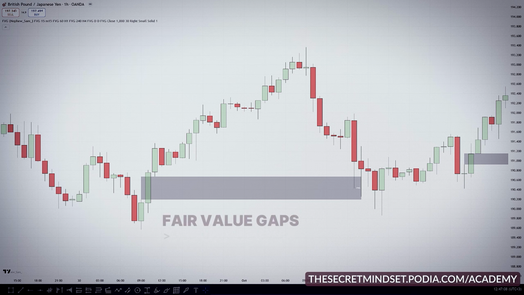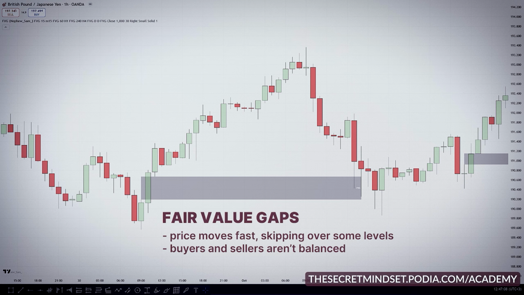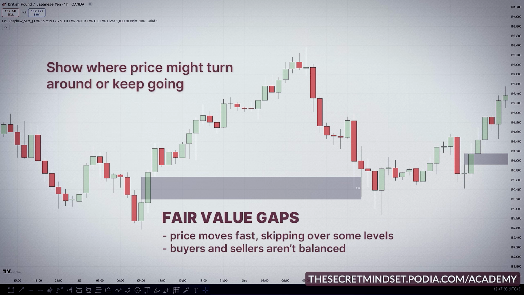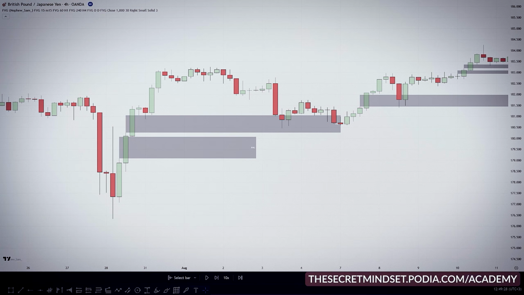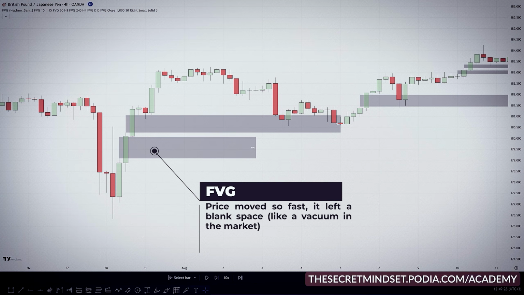Fair value gaps show up when price moves fast, skipping over some levels. These gaps happen when buyers and sellers aren't balanced, and traders pay attention to these gaps because they can show where price might turn around or keep going. A fair value gap is a place where price moved so fast, it left a blank space. On smaller time frames, you can see no trading happened there. It's like a vacuum in the market.